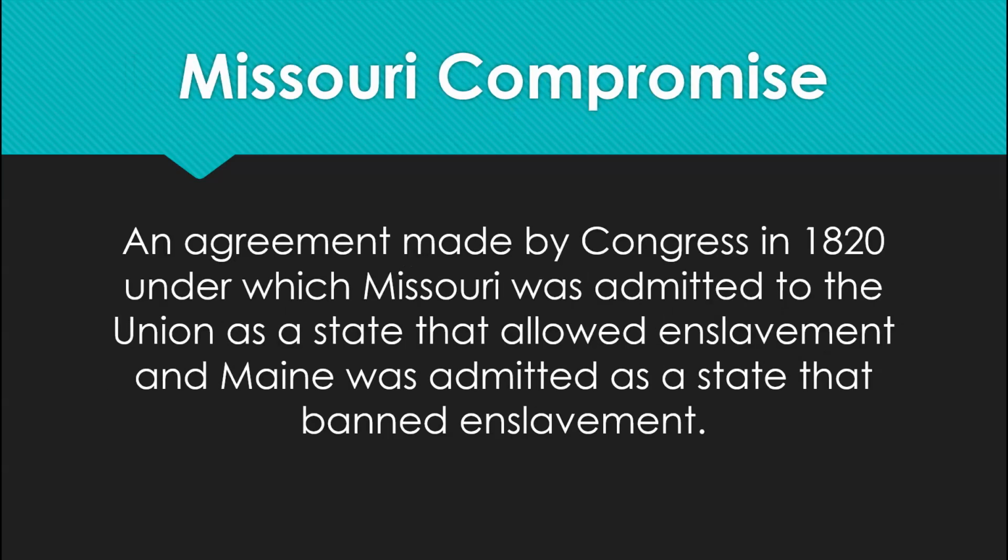Missouri Compromise. An agreement made by Congress in 1820 under which Missouri was admitted to the Union as a state that allowed enslavement, and Maine was admitted as a state that banned enslavement. Missouri Compromise.